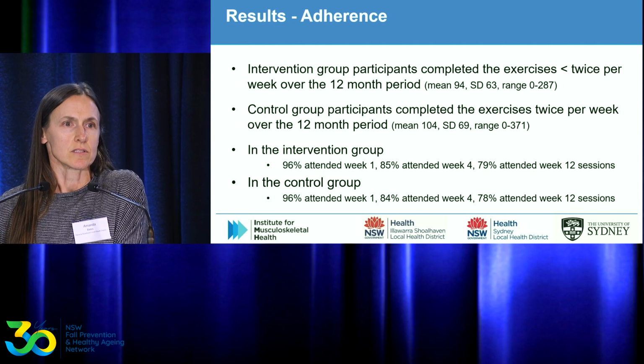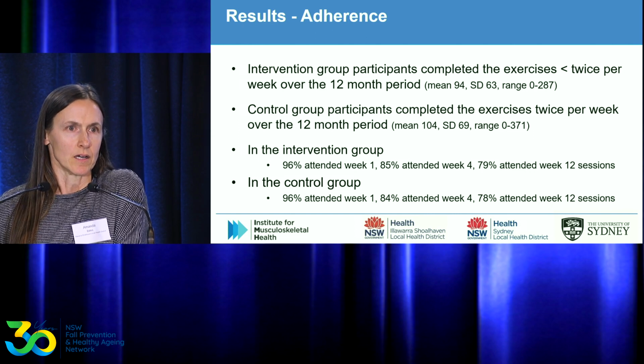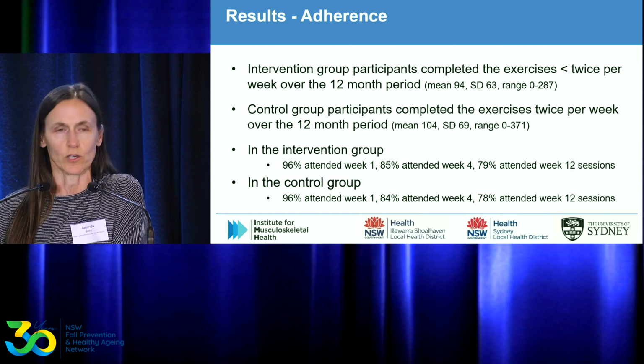So we looked at adherence over the 12-month period. From the calendars, people recorded when they did the exercises, as well as any falls on those calendars that they sent back to us. The intervention group participants completed the exercises just under twice per week. The control group participants slightly more at twice per week. And we also recorded attendance at the sessions that we ran, and you can see that the attendance does drop off slightly as you progress at weeks 1, 4 and then to 12.